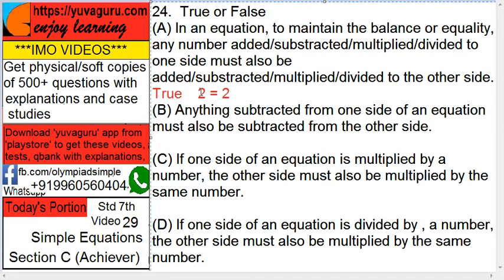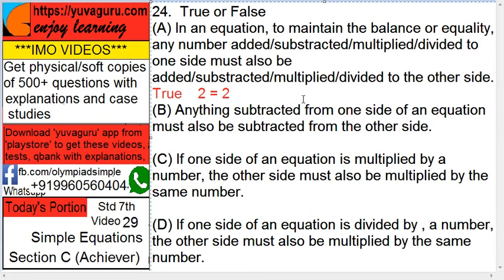This is the equation. If I add any number, plus 3 over here, same plus 3 over here, then again it is equal. Subtract minus 1, again equal. Multiplied by 5, multiplied by 5, again equal. Divided by 2, again equal. So the operation which you do on one side, you should do the same on the other side to keep the balance.